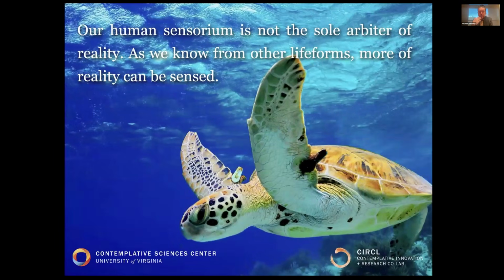However, just to keep the conversation very open, our human sensorium is not, however, the sole arbiter of reality. And as we know from other life forms, more of reality can be sensed. There are life forms such as turtles and dolphins and bats and bumblebees, etc., that navigate the world in ways that we cannot detect. Infrared light and vibrations, and so on and so forth. That is undetectable to our sensorium, to our domain of human consciousness.